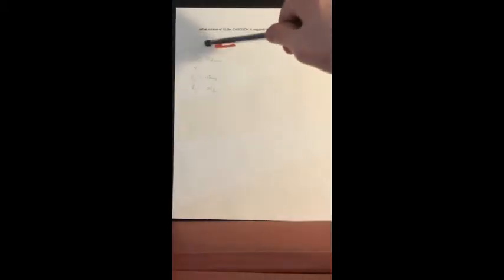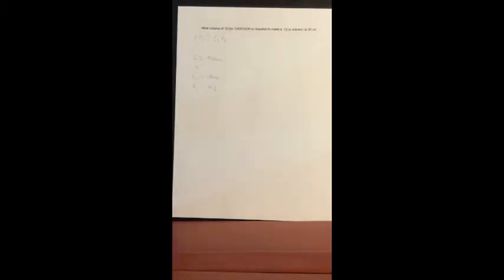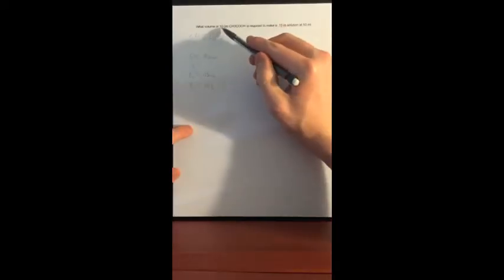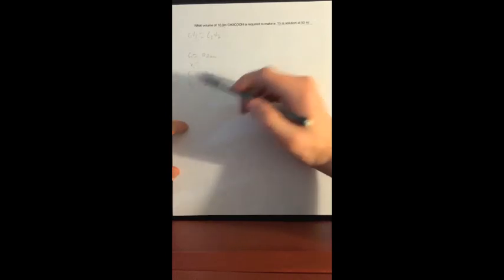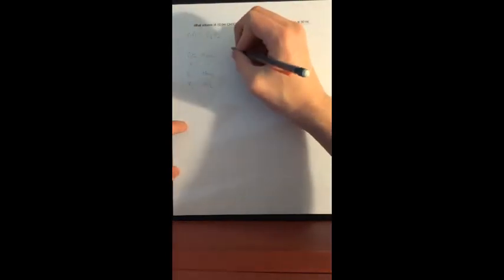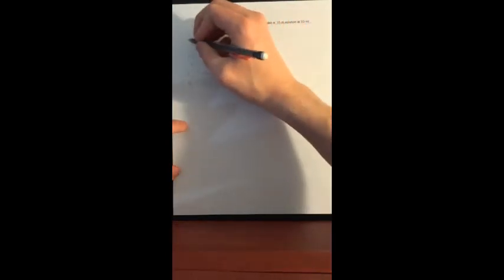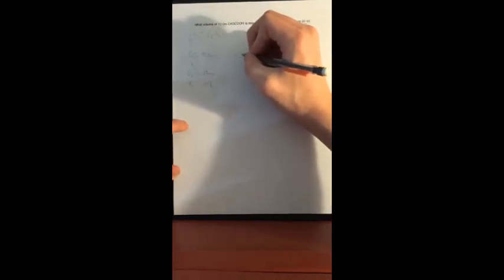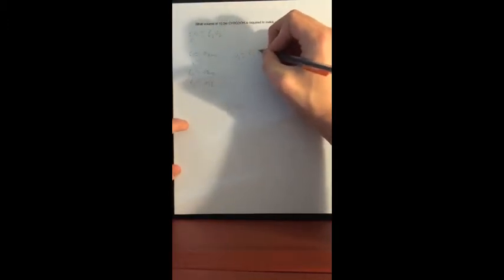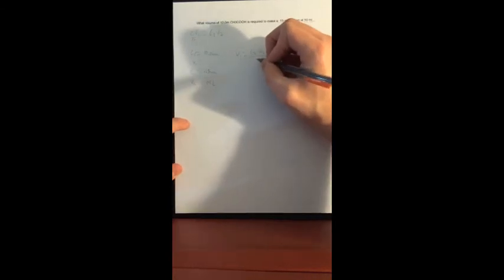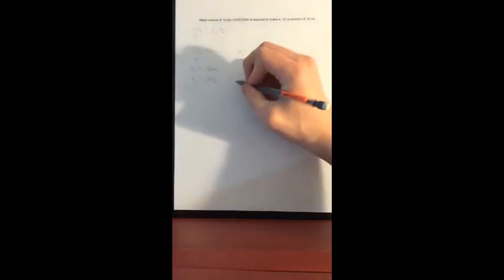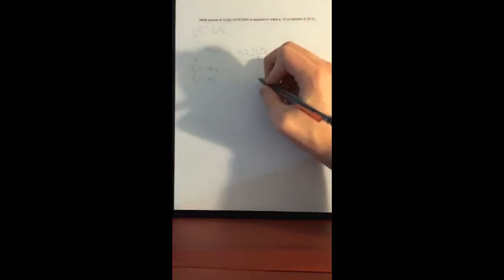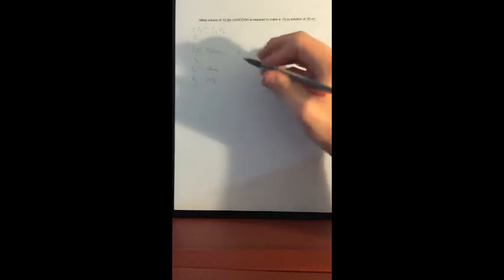We're going to use the C1V1 equals C2V2 formula. We have concentration number 1, concentration number 2, and the volume number 2. Now we're looking for V1 here, so we're going to divide both sides by C1, which is going to equal V1 equals C2V2 divided by C1. Now we're going to sub in the numbers.